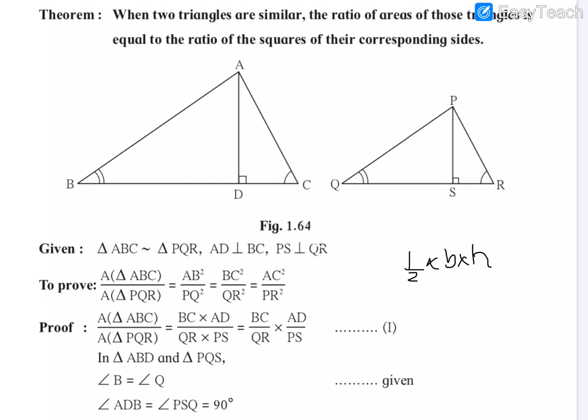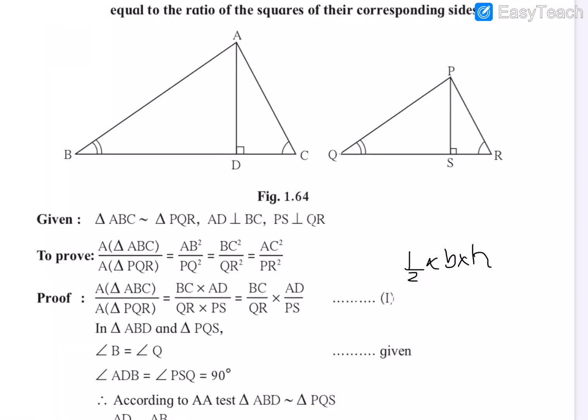Angle B is equal to angle Q, given. You can see they are marked as equal. Another angle in this triangle is 90 degrees, since it is a perpendicular. Angle ADB is 90 degrees, and also in the second triangle, angle PSQ, the angle at this point, is also 90 degrees. So we write that condition: angle ADB equal to angle PSQ is equal to 90 degrees.